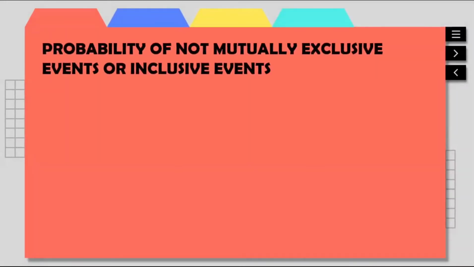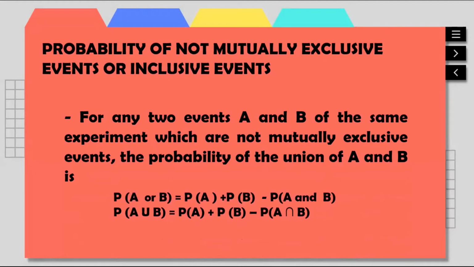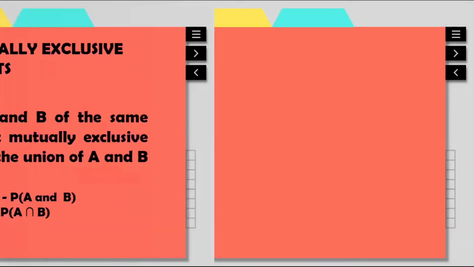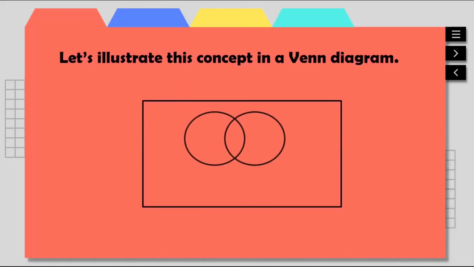Probability of not mutually exclusive events, or inclusive events. For any two events, A and B, of the same experiment which are not mutually exclusive events, the probability of the union of A and B is equal to the probability of getting A plus the probability of getting B minus the probability of getting both A and B, which is the intersection of A and B. And here is the illustration of the probability of not mutually exclusive events in a Venn diagram.